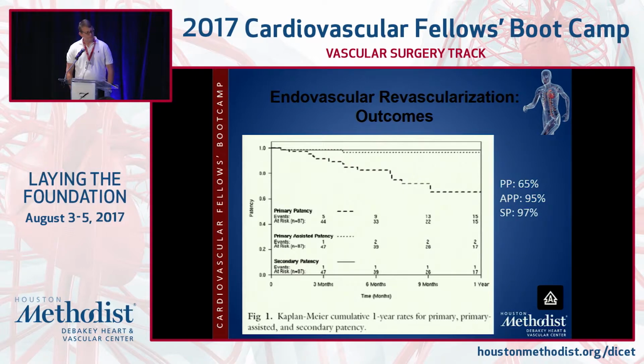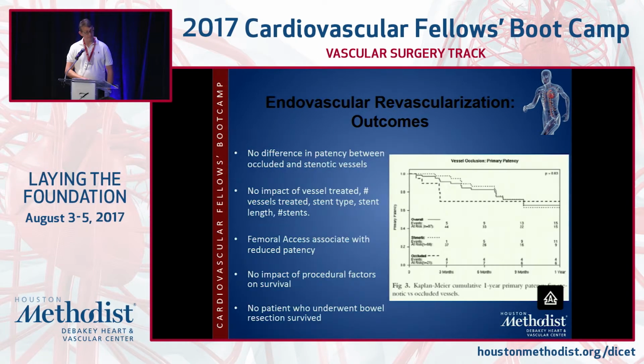What we do see, in this study from the Cleveland Clinic group, is that out to 1 year they have primary patency of 65%. But with close duplex follow-up and secondary interventions, usually just angioplasty of in-stent stenosis or extension of stents for edge of stent stenosis, you can really achieve very good assisted primary and secondary patency.